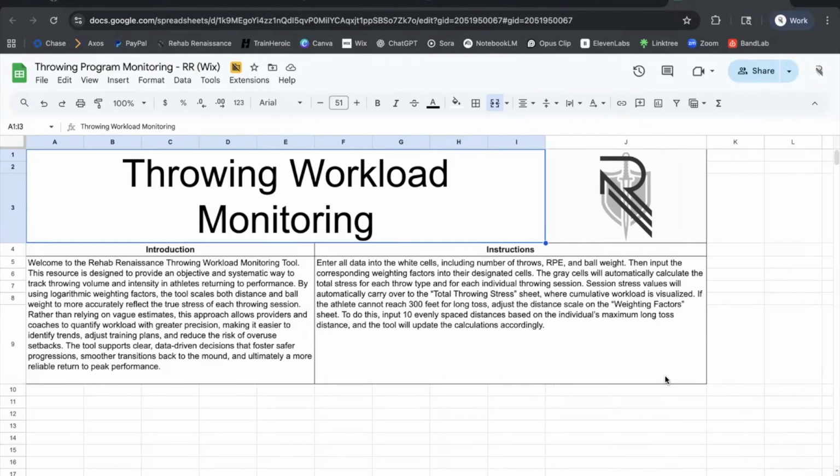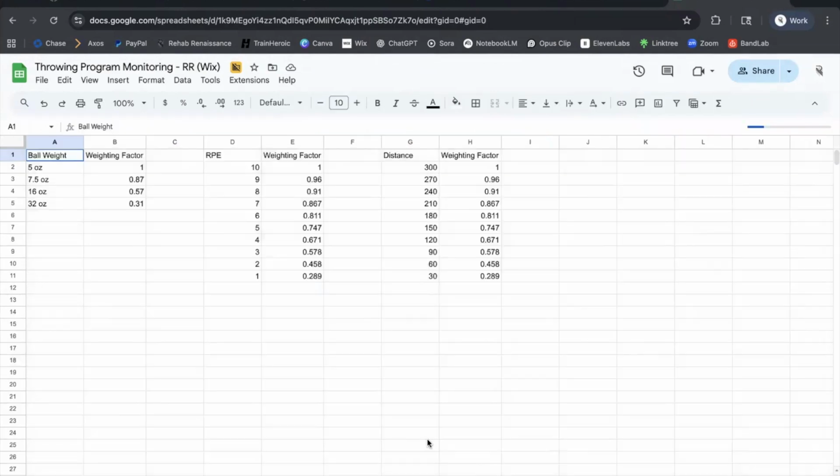So we're going to go over the throwing workload monitoring form here. To start, all the data that you're going to input is going to go into the white cells. All the gray cells are going to be auto-populated. And then we're going to head to the weighting factors here.